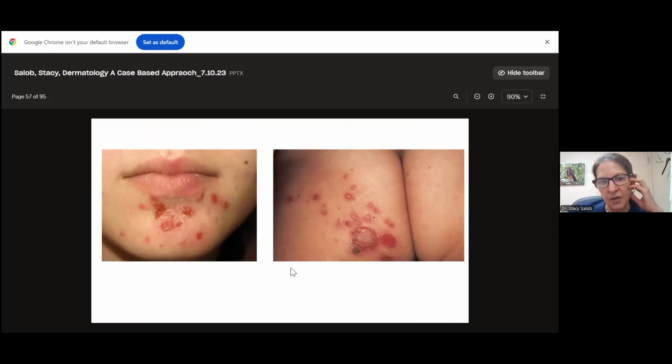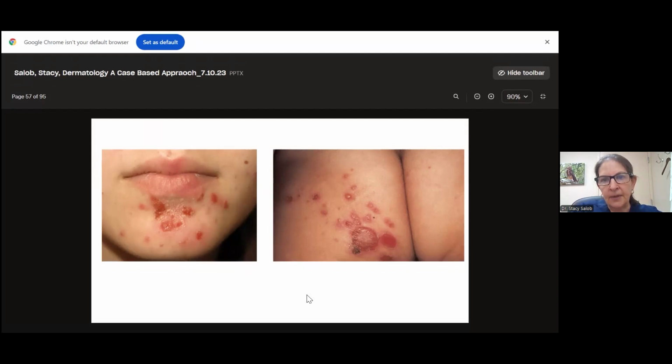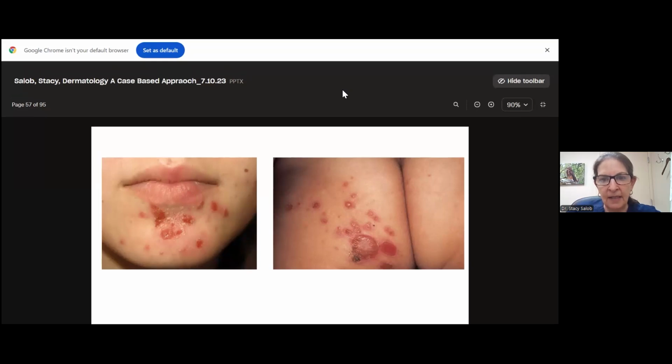I brought this to contrast the case that we're looking at. Does anybody know what this is? So this is classic bullous impetigo, and it's common for eczema herpeticum to get a secondary impetigo because you have so much open skin, and staph is such a common colonizer in patients with eczema. But this has that characteristic honey yellow crust and scaling to it.